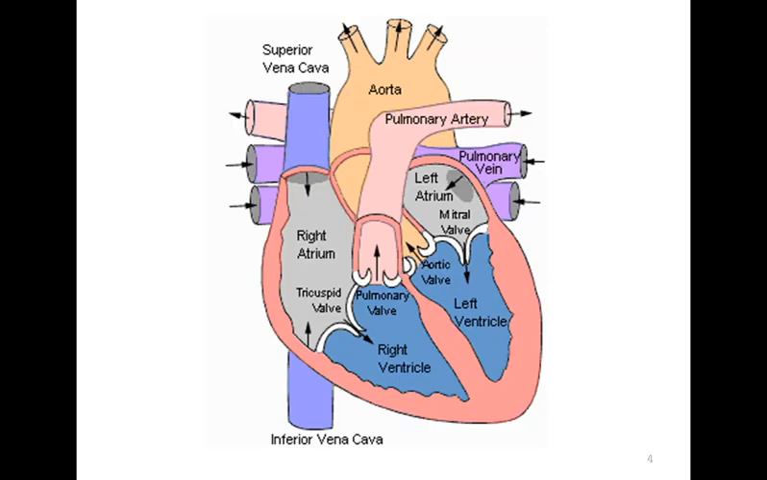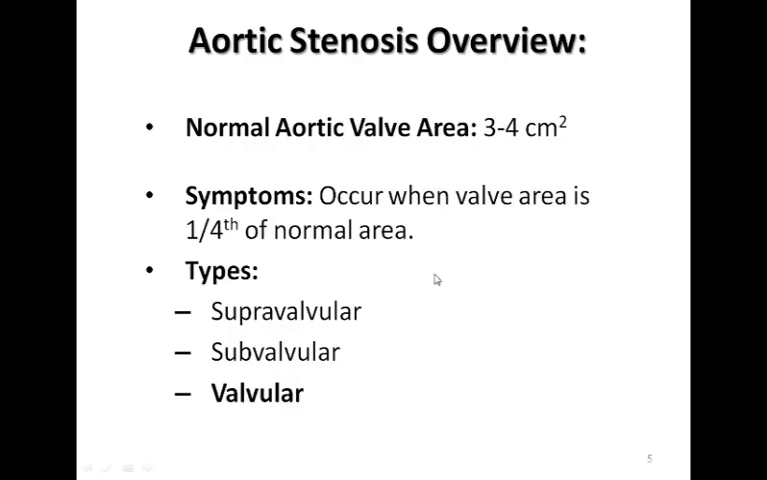First, we'll discuss aortic stenosis. So this is your heart. You can see normal structure of the heart. This is the aortic valve. Aortic stenosis. Normal aortic valve area is about 3 to 4 square centimeter. So when the aortic stenosis is developing, symptoms occur when the valve area is 1/4 of the normal area. There are three types of aortic stenosis: supravalvular, subvalvular, and valvular.